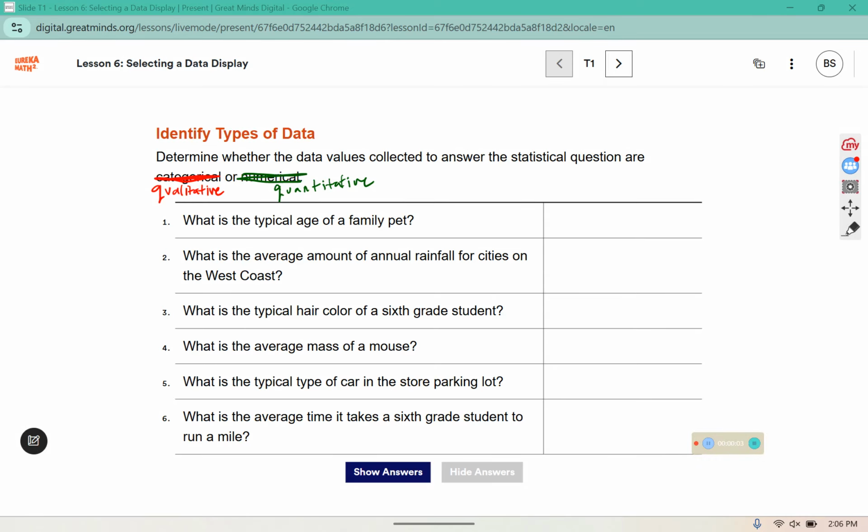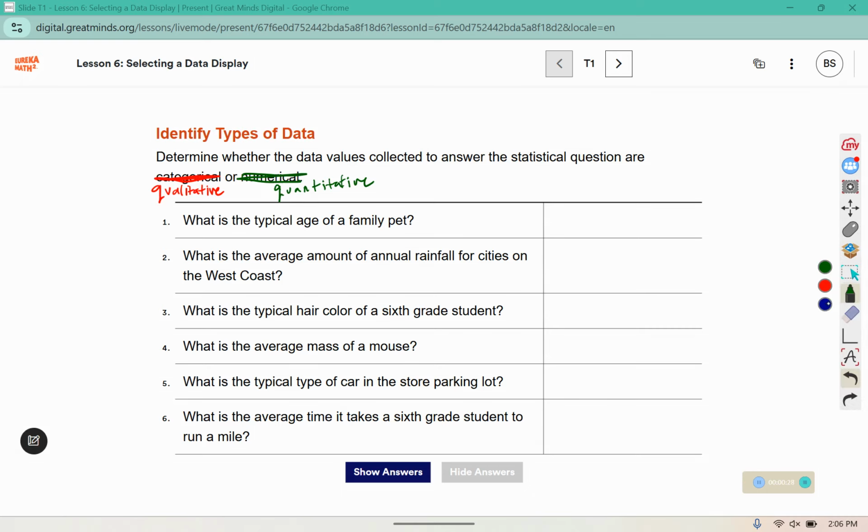Determine whether the data values collected to answer the statistical question are categorical or numerical. In my class with my students, we use qualitative and quantitative. Remember, the N in quantitative tells us it's a number, and the L in qualitative reminds us that it is a label or that it uses letters.